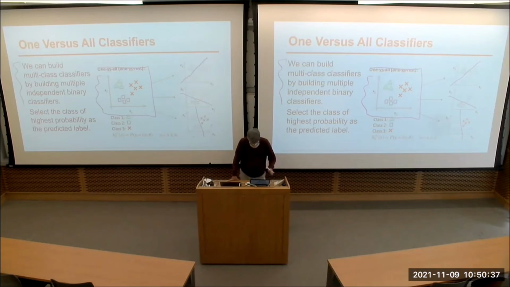Then how would we decide what the class for something is? Well, for each one of these, if we did a logistic regression, for any point, okay, this is the point over here. For any point, we get a probability which is a function of how far that value is from the separating line.